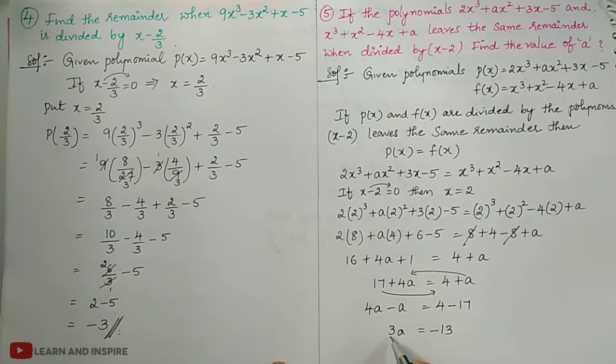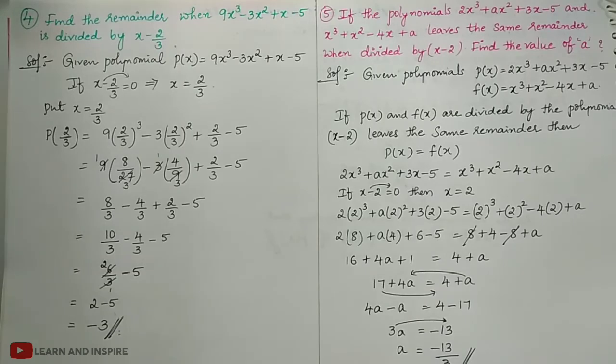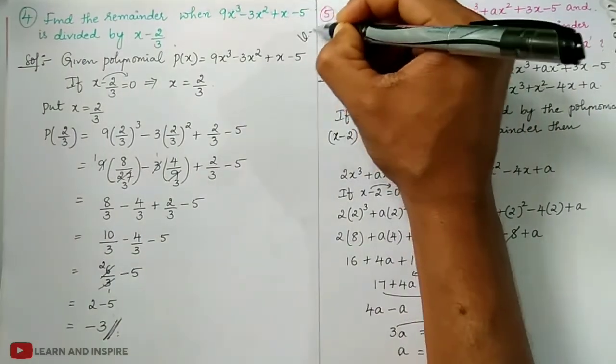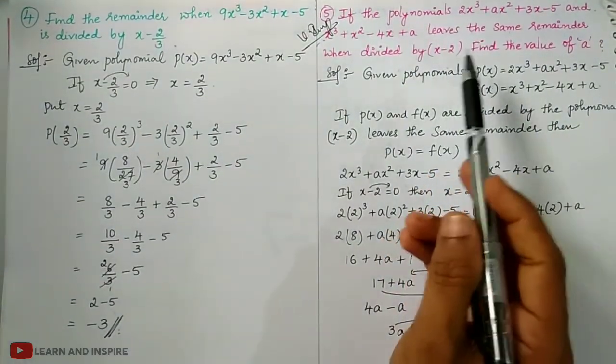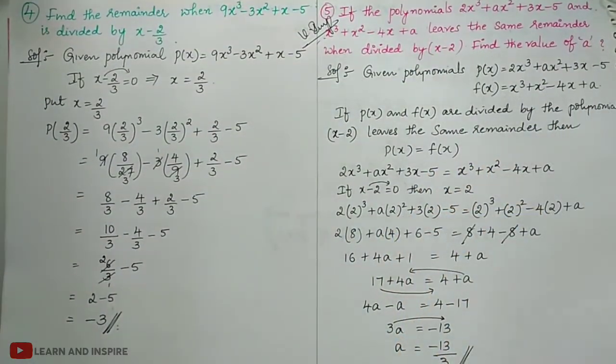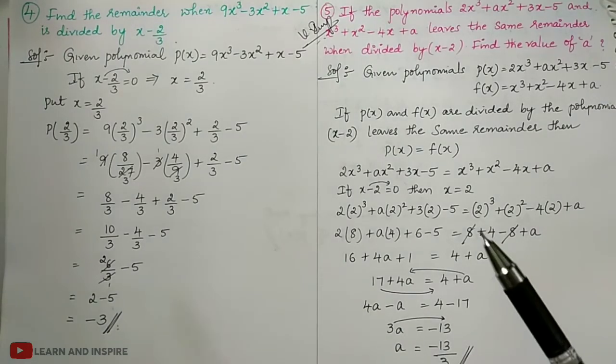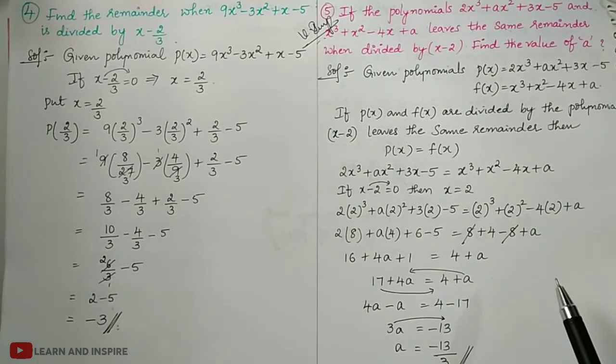Now 3 into a, 3 is in multiplication. If I transpose multiplication to the RHS, it becomes division. Then we can find the value of a. A equals minus 13 by 3. So the value of a is minus 13 by 3. Understood? So this question is very important. If you understand the question, then you can solve the problem easily. So I hope you might have understood this question number 5.